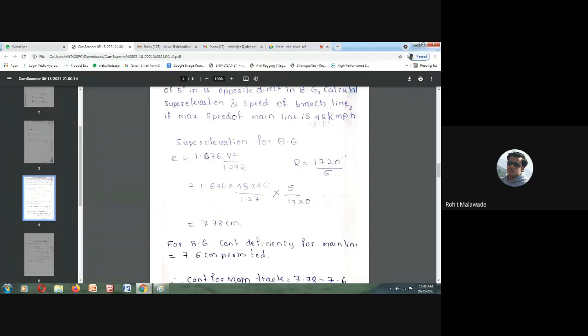So here the G value for a broad gauge is 1.676, into V square. V is already given, it is 45 kmph. Then divided by 1.27 R.